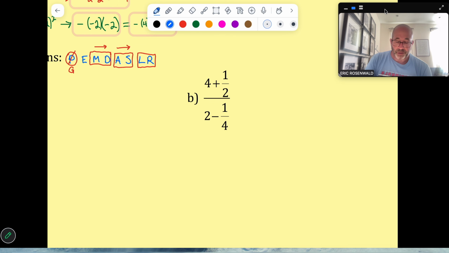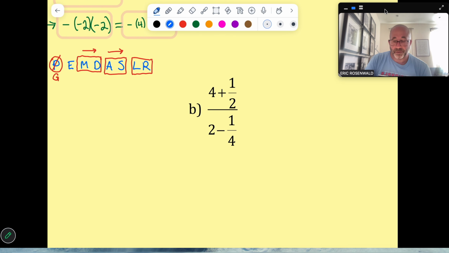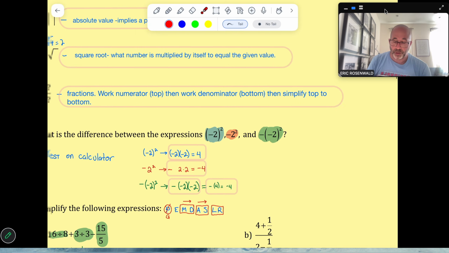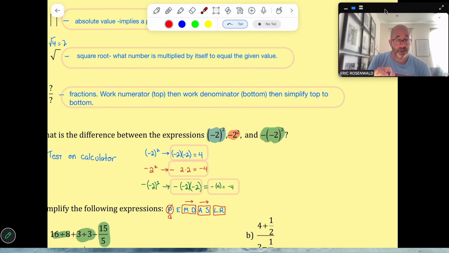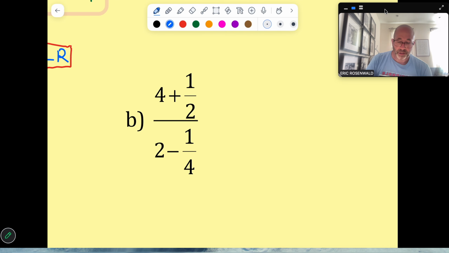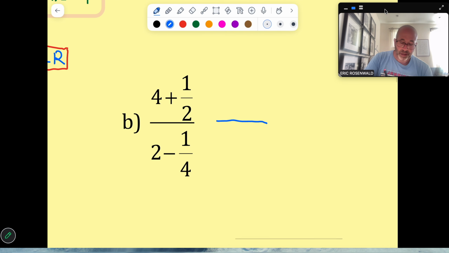So looking at this first thing here, we have a fraction. And remember, when we have a fraction, that's classified as grouping. And we said when we do fractions, we're going to do them from the numerator first. We're going to do the top first. Then we do the bottom, and then we simplify top to bottom. So if we go ahead and do the numerator first, that's our top, we're going to put these together, and we're going to get 4 plus 1/2, which is 4.5, okay?